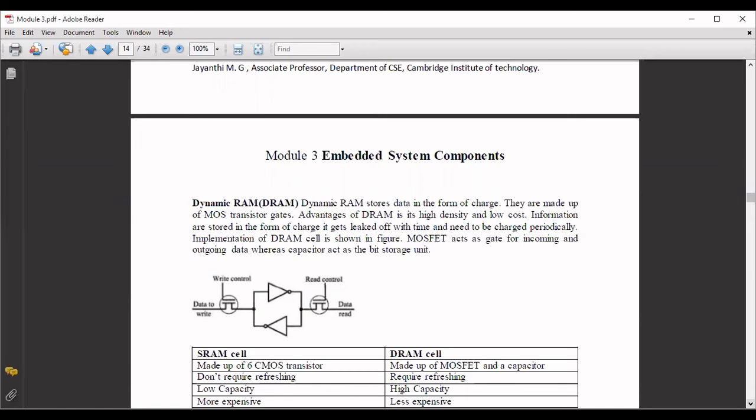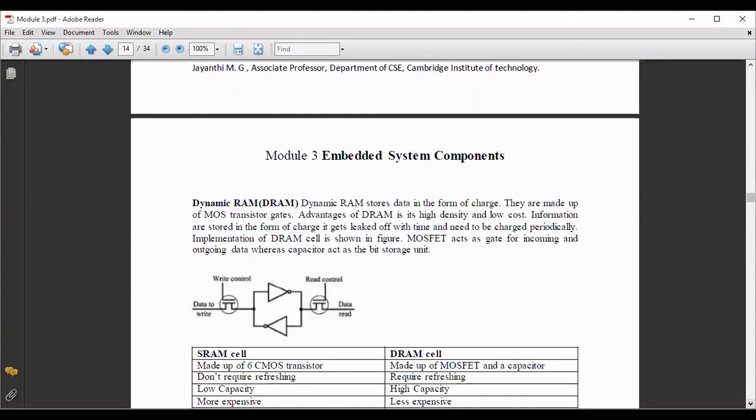Information is stored in the form of charges. It gets leaked off with time and needs to be charged periodically. Because you are using charges for storing the information, periodic refreshing is required in the DRAM chip. So it has to be charged periodically.